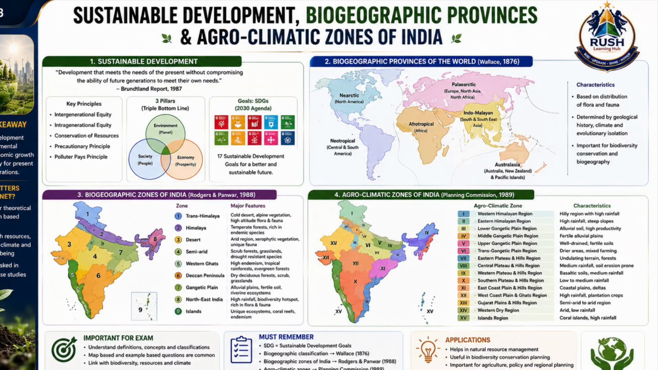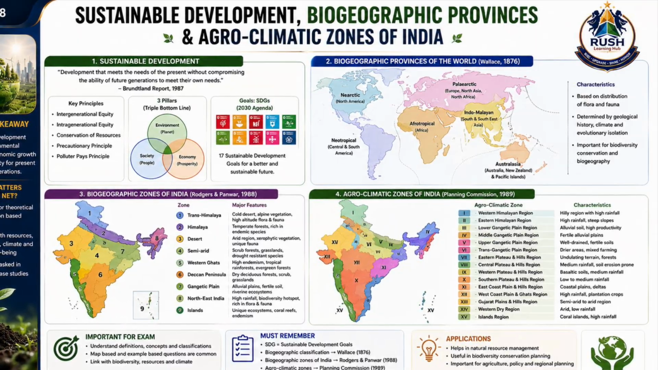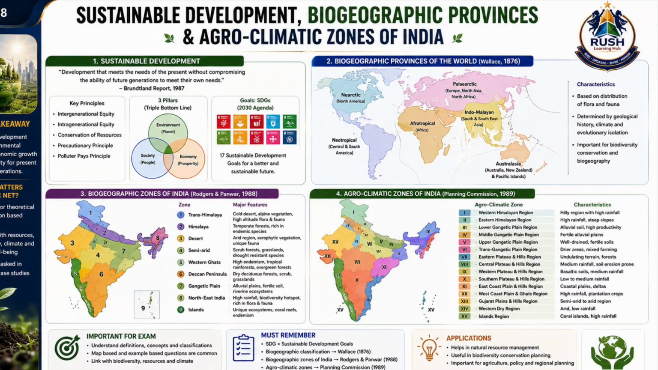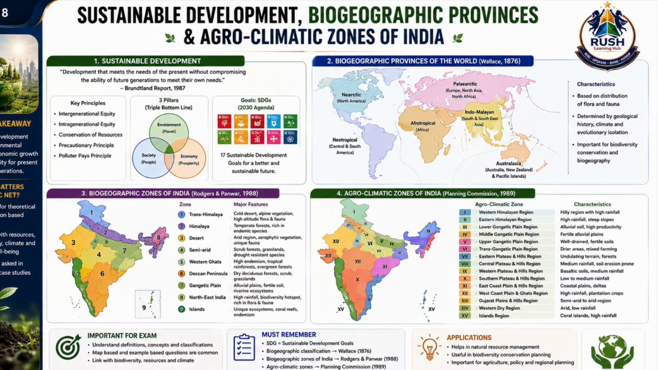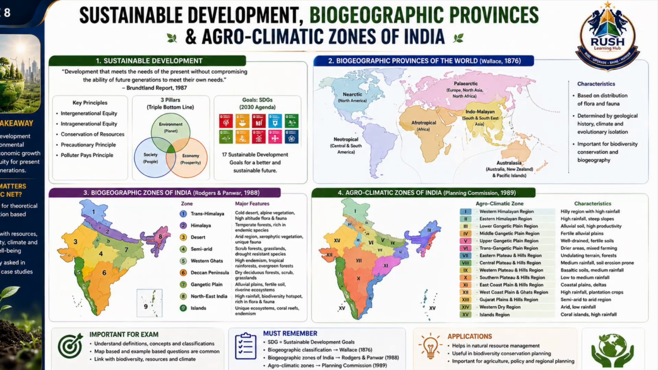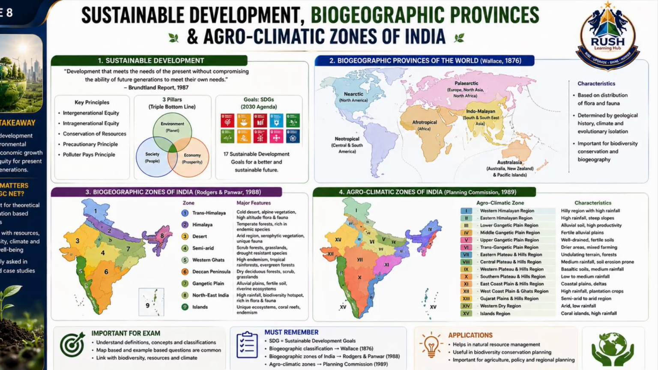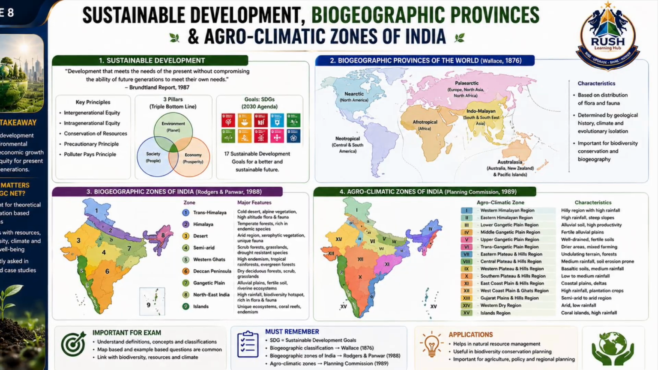Each region possesses unique species assemblages that evolved under specific environmental and historical conditions. Biogeographic classification is important because it helps scientists understand biodiversity patterns, species evolution, conservation priorities, and ecological relationships.